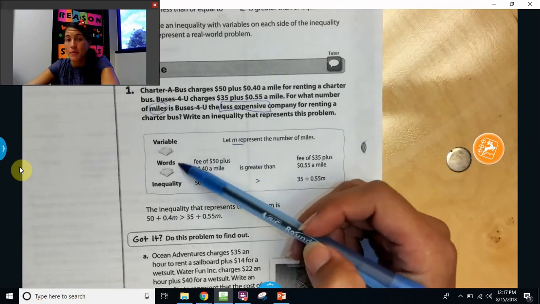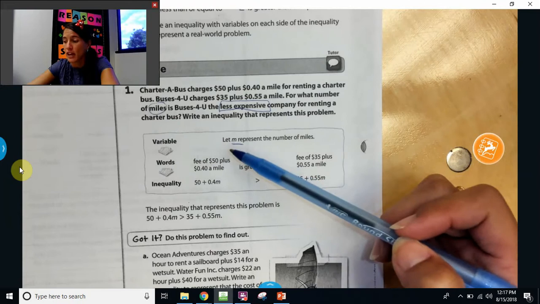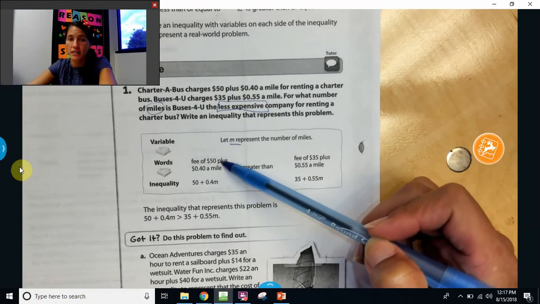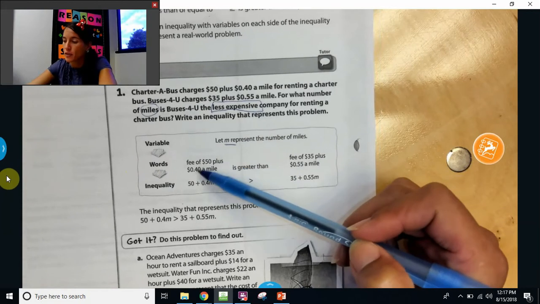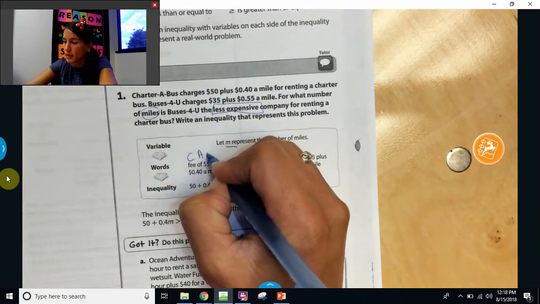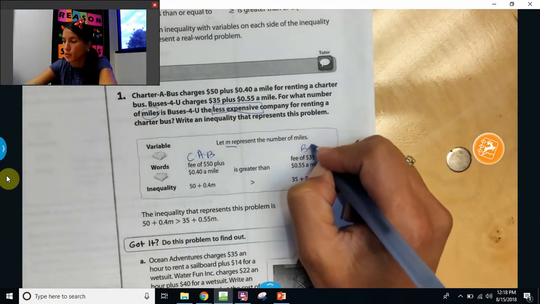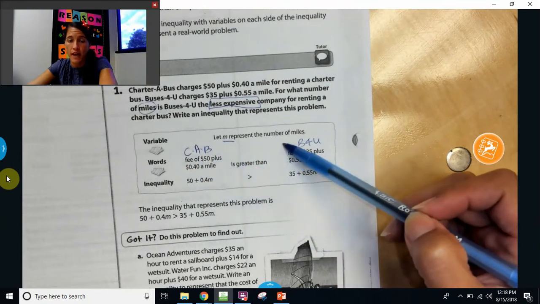Next, we just think about it in words because it's given to us in words. We need to look at the two buses. So for this first one, they gave us $50 plus 40 cents a mile. This is Charter A bus. And the $35 would be Buses for You. They just wrote in words the math.